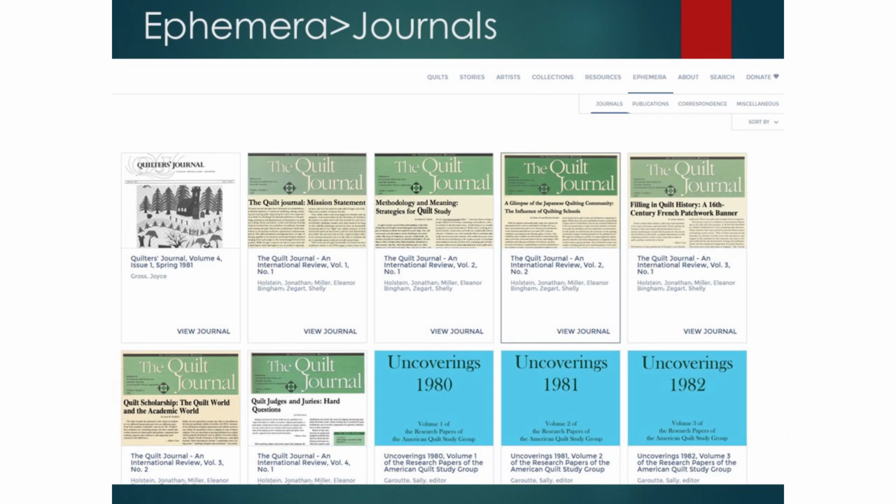Then we have a whole area called ephemera. We've been working with the AQSG to digitize all of the Uncoverings. We did that under a grant and only did up to 2016. But we've just renewed conversations with them so that we can continue to get those. And if you're members of AQSG, you also know that they do blanket statements. We said we would like those in here as well.